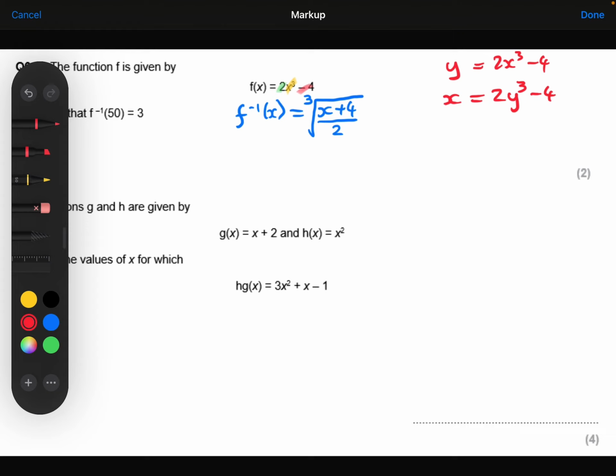Now I'm going to rearrange to make y the subject by adding 4 to both sides. Divide both sides by 2. And then cube rooting both sides. So two different ways of getting the same inverse function there.